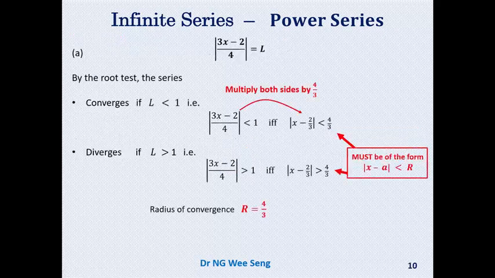Following the conclusion of the root test, we can now conclude that the series converges if L is strictly smaller than 1, meaning this quantity is smaller than 1. But in order to find the radius of convergence, we have to write this inequality in the form that you will see in the red box. So obviously you have to multiply both sides by 4 over 3 so that you get x. The coefficient of x has to be 1. So the conclusion is the radius of convergence is 4 over 3 for this particular power series.